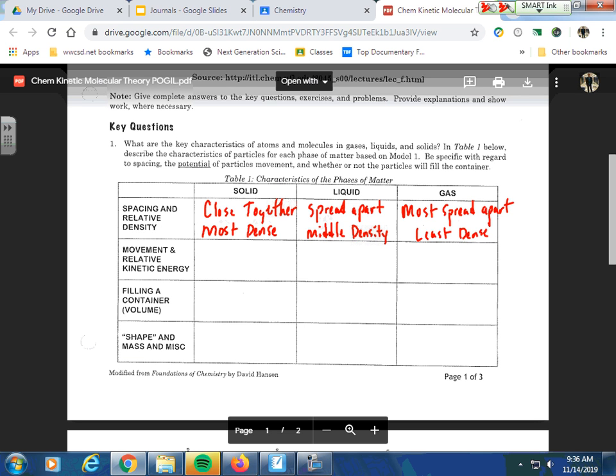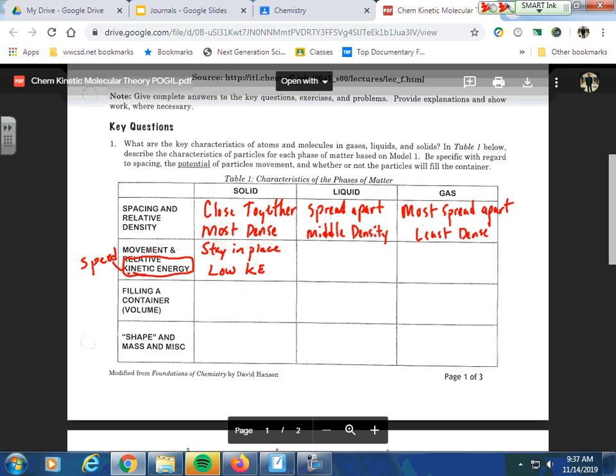All right. Movement and relative kinetic energy. Remember that kinetic energy is basically like the speed, okay? So for movement of a solid, the particles stay in place. And so it's got low kinetic energy because the particles aren't moving very fast.